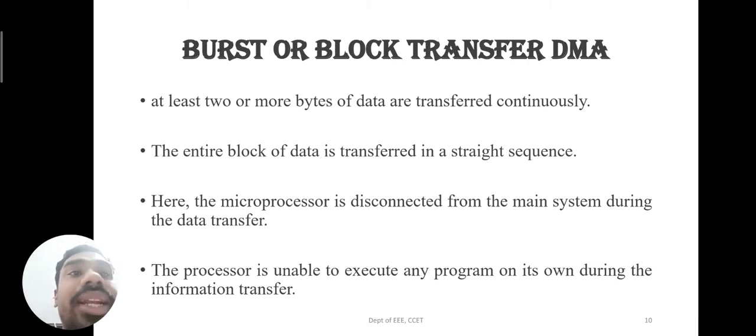Here the entire data is transferred together as one straight block. The microprocessor is disconnected from the main system during the data transfer. What happens is that the microprocessor is issued a hold signal, enabling it to free its entire data and address bus, and hence all the data and address buses are available for data transfer. Hence the processor is unable to execute any program during this information transfer. When this transfer is going on, the processor cannot transfer any other type of data, or execute any other instructions during the burst mode of data transfer.